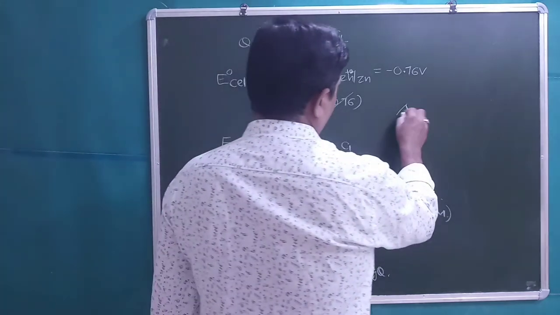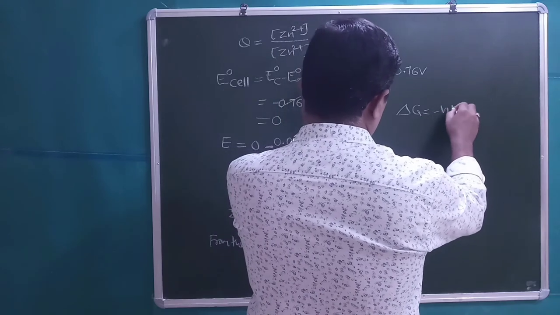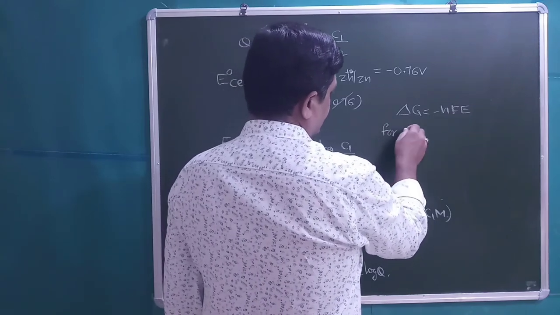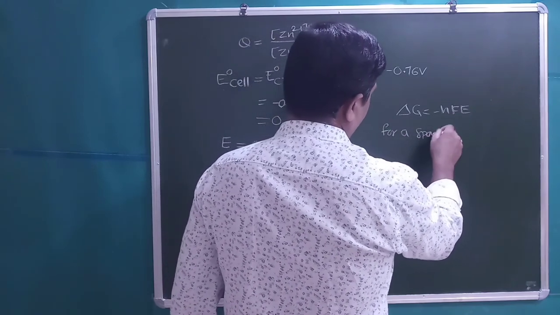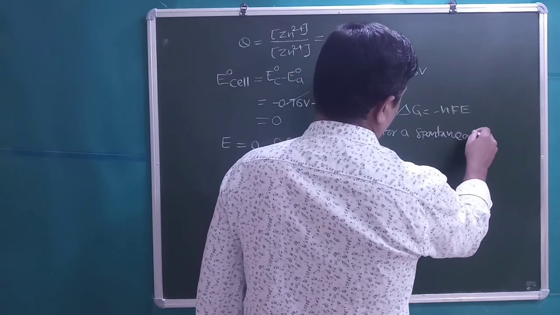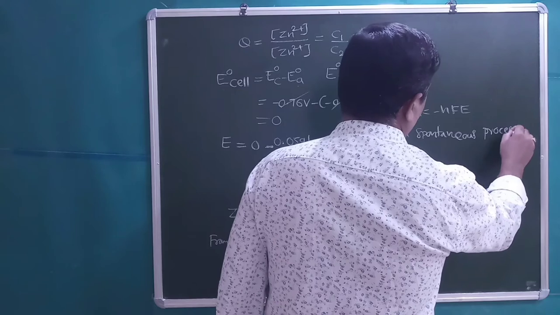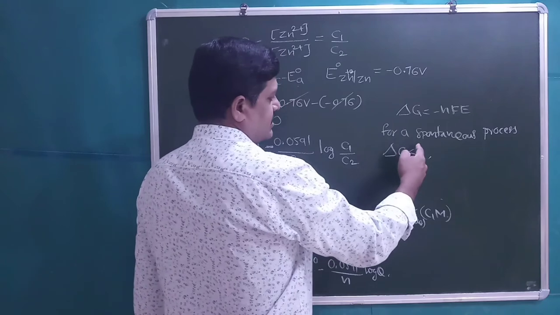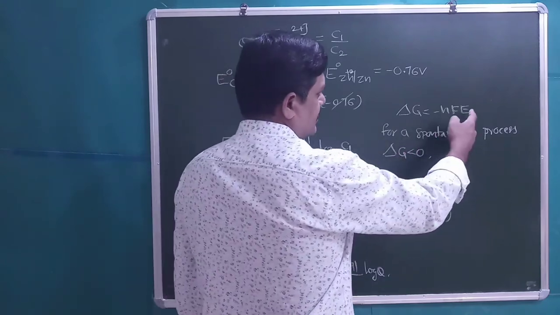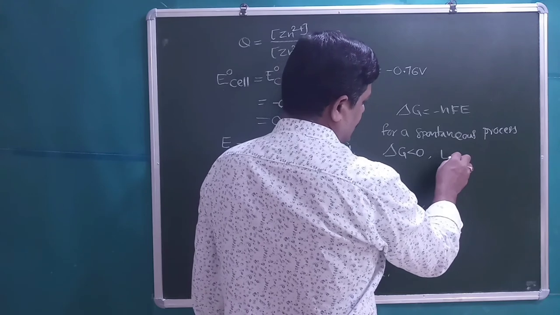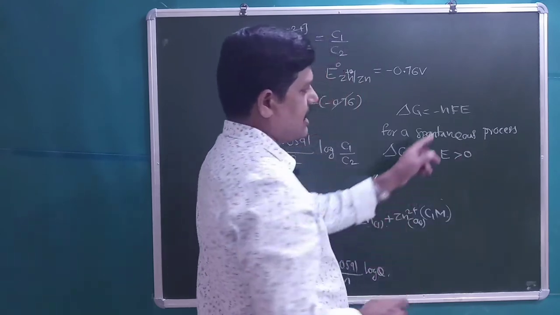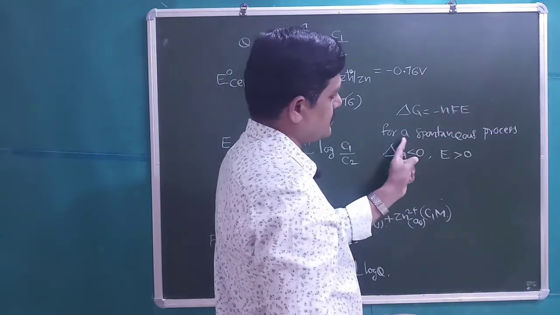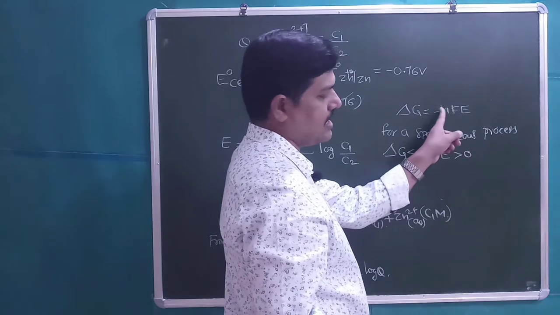So delta G is equal to minus nFE. Delta G is equal to minus nFE. For a spontaneous process, delta G should be less than 0. When will we get delta G less than 0? When this E cell should be positive. E cell should be greater than 0 because n is a number, it is positive, F is 96,500. Then for a spontaneous process, definitely E should be greater than 0.